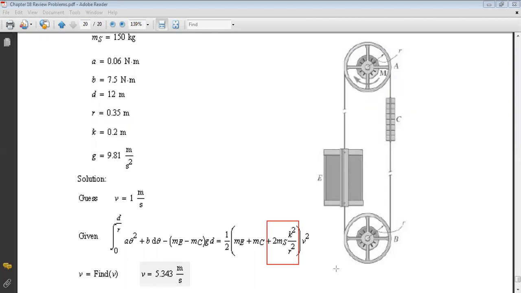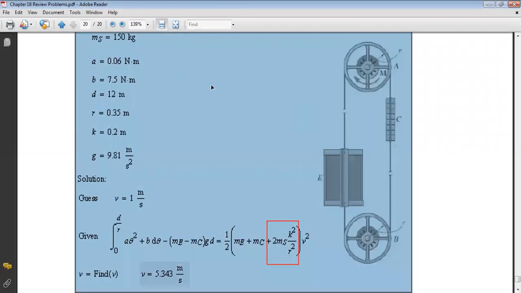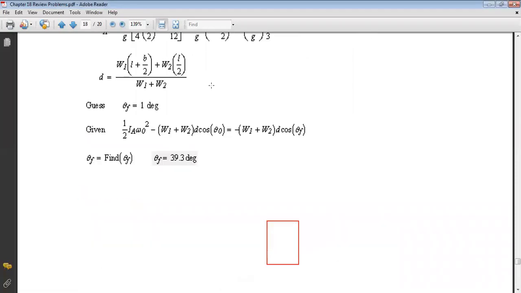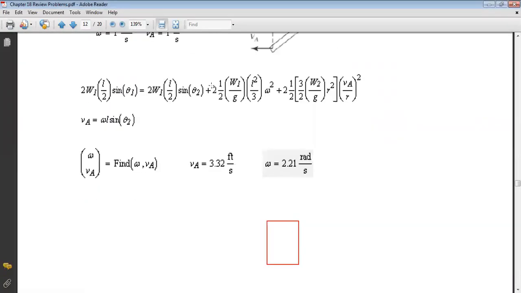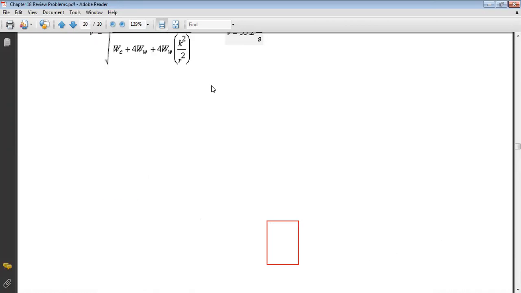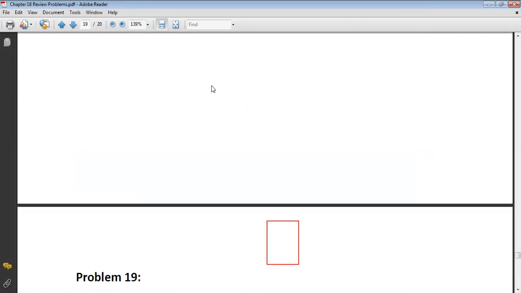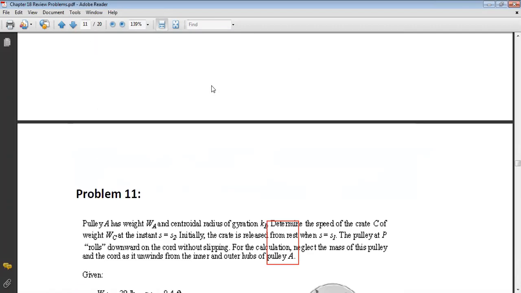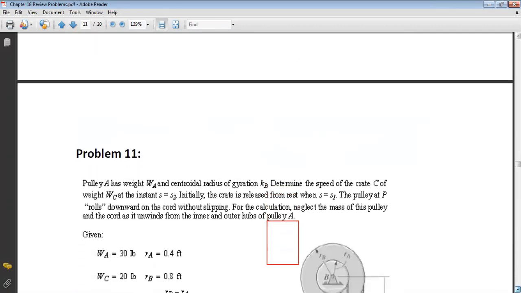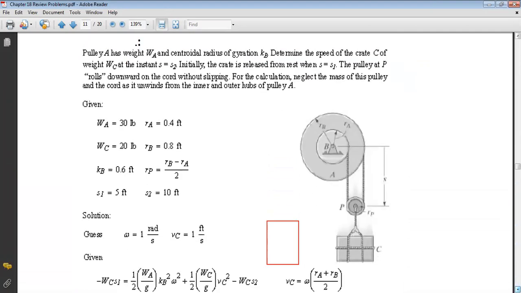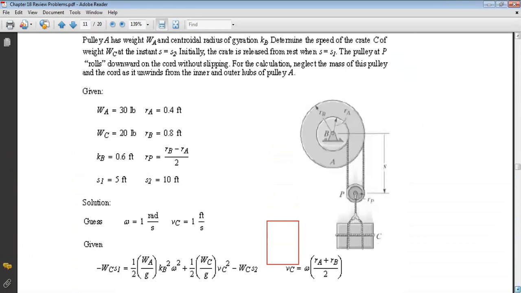Professor? Yes. I have 2 questions. In number 11, I didn't understand the relation for VC. One second. Number 11. Which part is that? Why do we take RA plus RB over 2? VC.